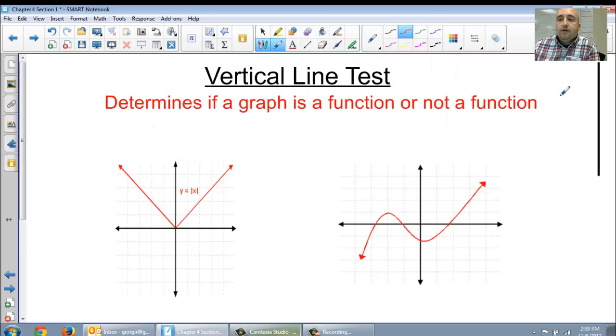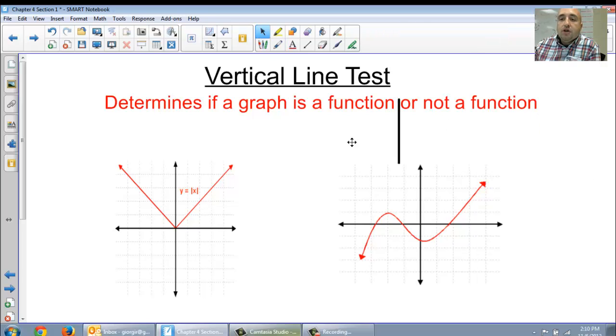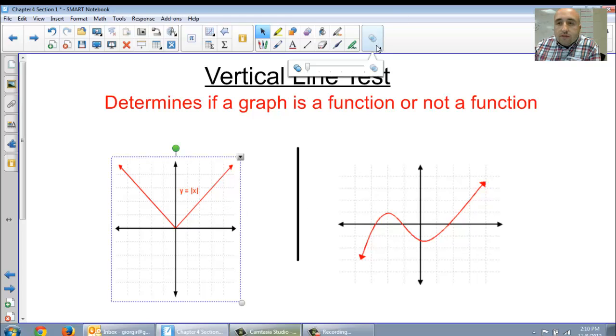Okay. Now, how can we determine if something is a function or not a function based on the graph? Not every graph is a function. So we're going to use something called the vertical line test. So what I'm going to do is take a vertical line and run it across my graphs.